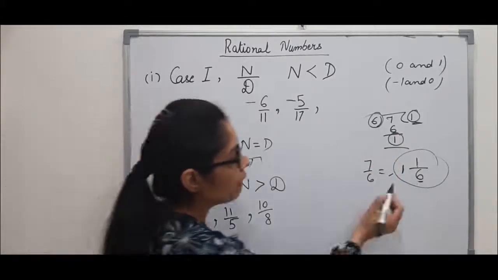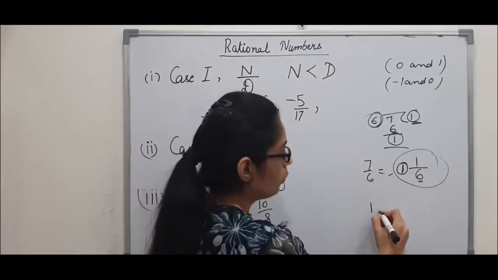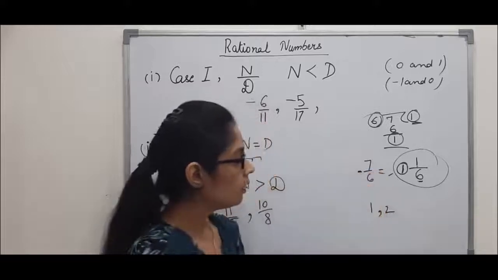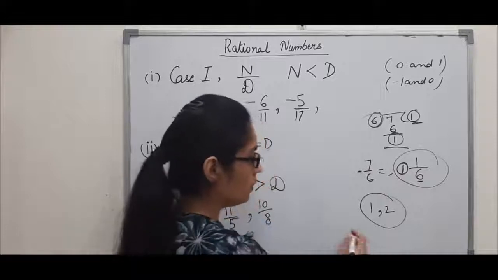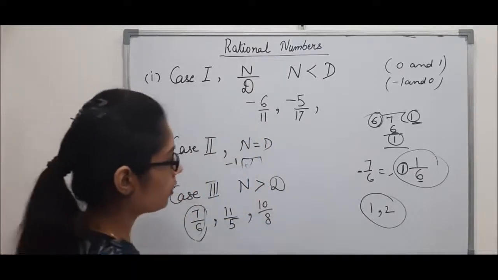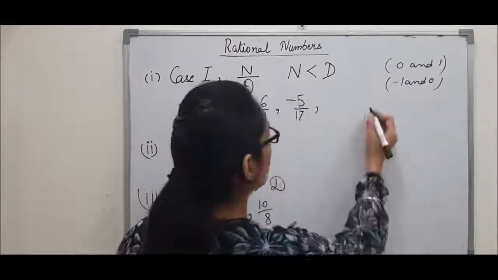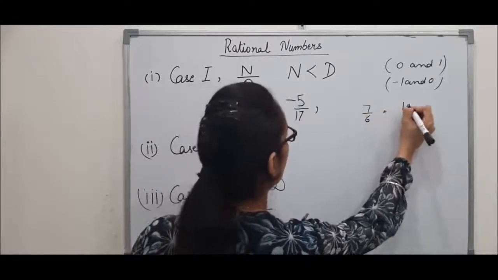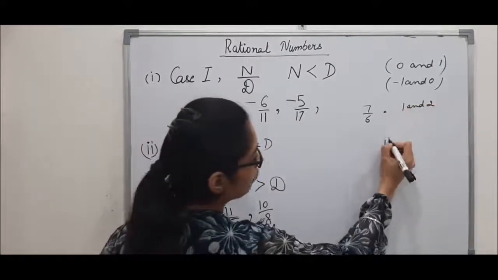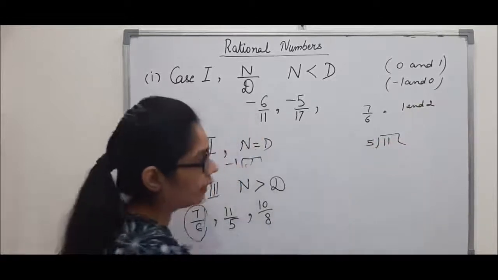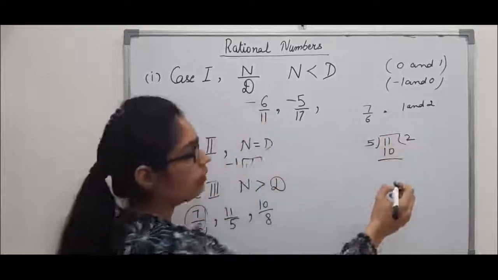Now we have to look at this number. This is 1, and after 1, 2 comes. So 7 by 6 lies between 1 and 2. Now I will write 7 by 6 lies between 1 and 2. Now let's take 11 by 5. Again we have to convert it into a mixed fraction. 5 into 2 is 10. 11 minus 10 is 1.